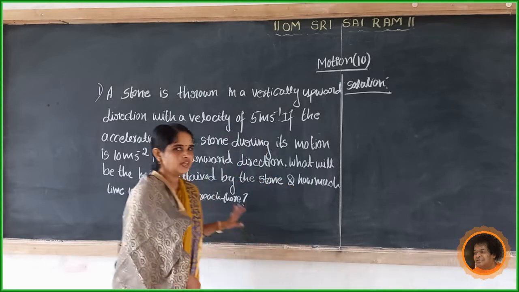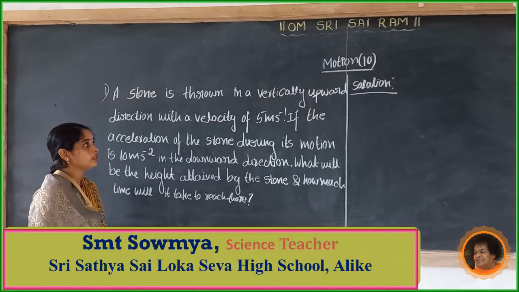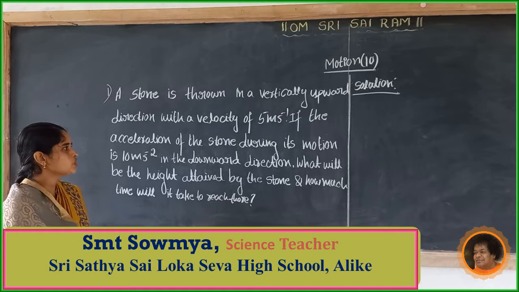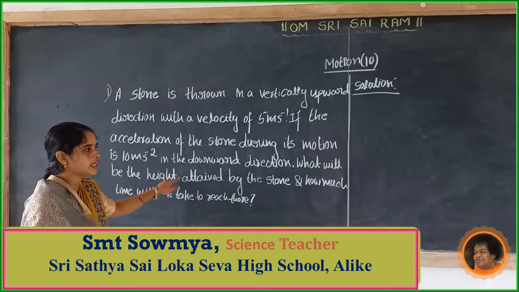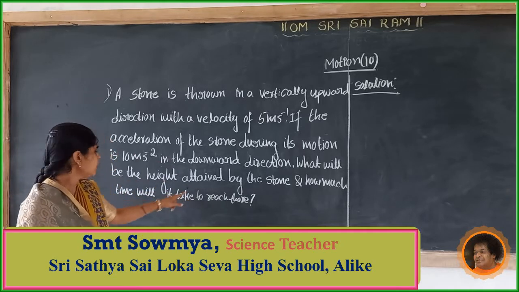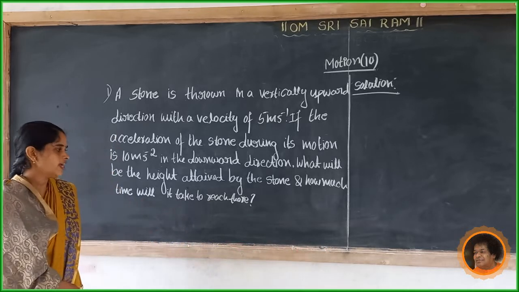Here is the problem. A stone is thrown in a vertically upward direction with a velocity of 5 meters per second. If the acceleration of the stone during its motion is 10 meters per second squared in the downward direction, what will be the height attained by the stone and how much time will it take to reach there?